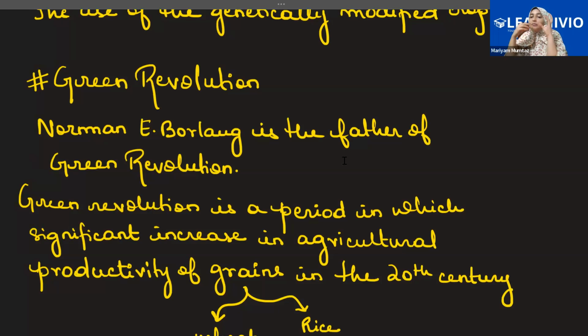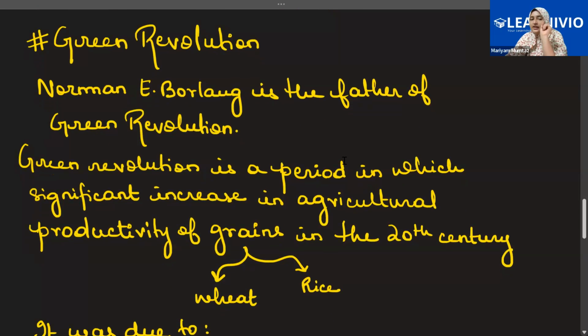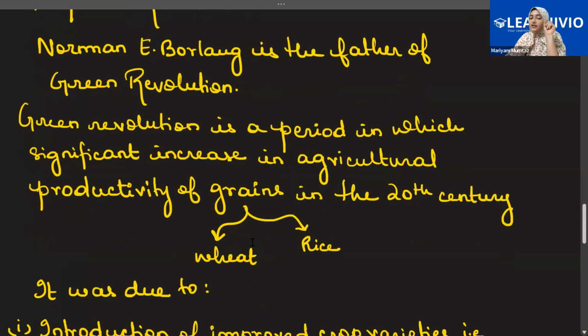The person who is the pioneer of this, pioneer, you understand, the one who established this thing of green revolution, his name is Norman E. Borlaug, and he is known as the father of green revolution. Now, green revolution is a period in which there was a significant increase in agricultural productivity of grains, particularly of wheat and rice, in the 20th century. That period was known as the green revolution. Okay?